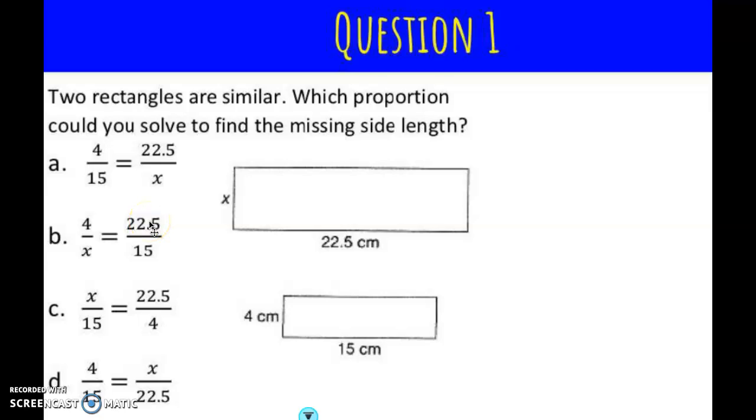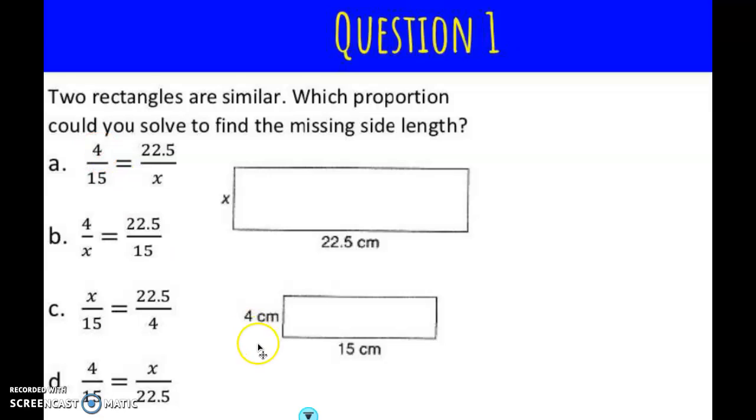Hey folks, so this is something we've done before, and I'll tell you, I use this when I do shopping a lot. I do a lot of proportions. So let's take a look at our first question here. These two rectangles are similar. Which proportion could you use to solve?